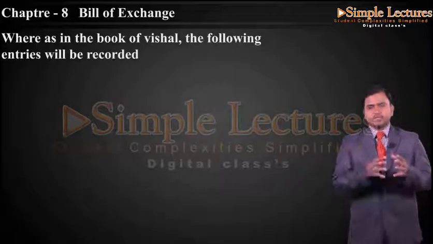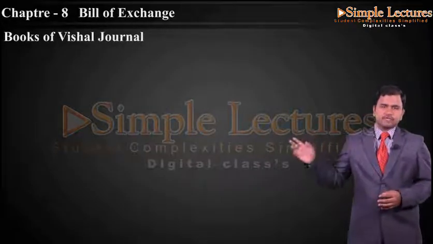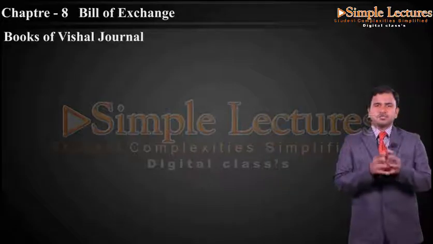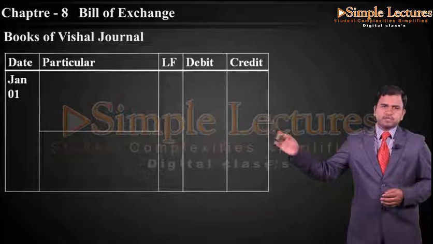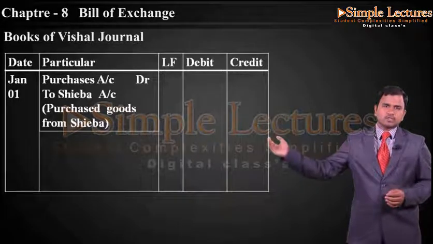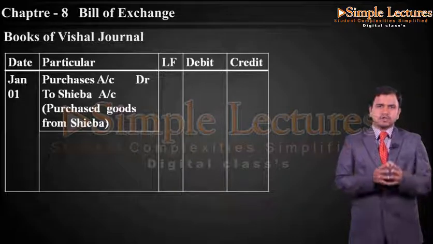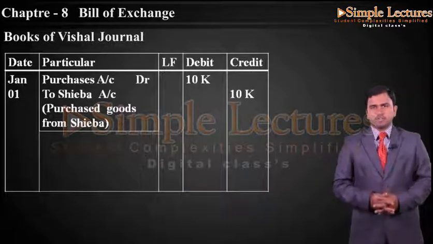Whereas in the books of Vishal the following entries will be recorded, where Vishal will be the purchaser. So here the first entry will be for the purchase, and the second entry will be for the acceptance of the draft. When coming to the first entry, Jan 1st, purchases account debtor to Sahiba account, narration purchased goods from Sahiba on credit, 10,000 debit and 10,000 credit.